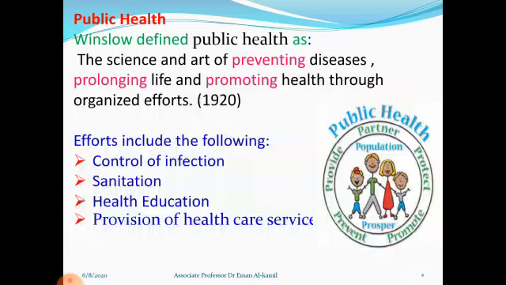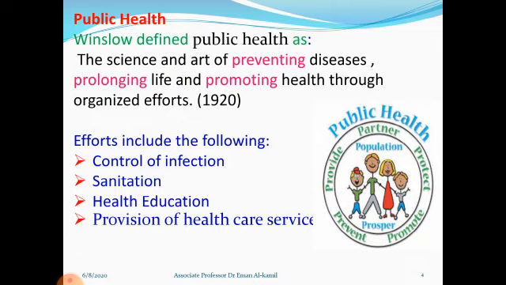So, public health has different definitions, but the first scientist who defined public health was Winslow, who defined public health as the science and art of preventing disease, prolonging life, and promoting the health of people through organized effort. That was in 1920, and by these efforts he meant control of infection, sanitation, health education, and the provision of health services.